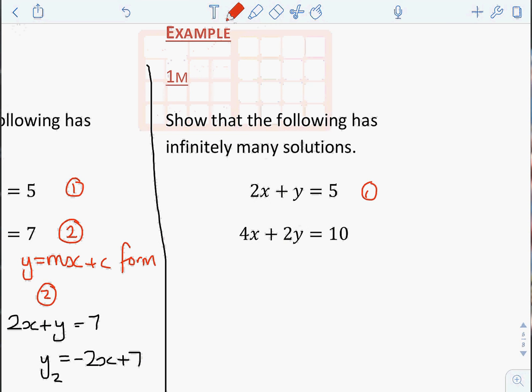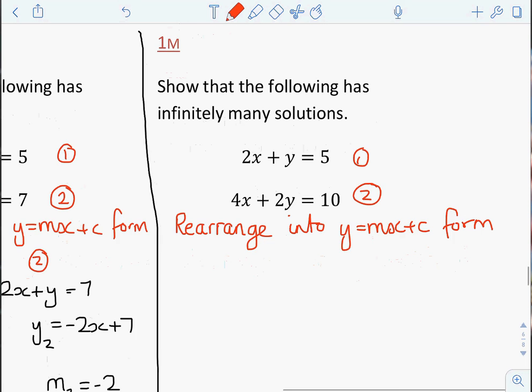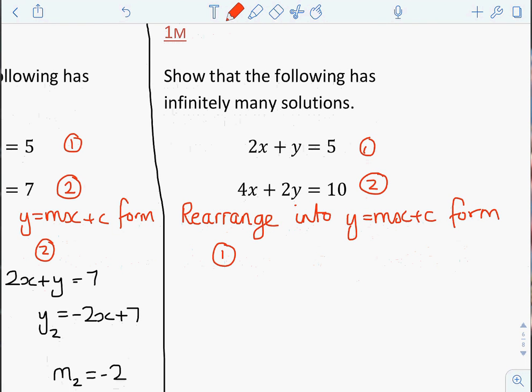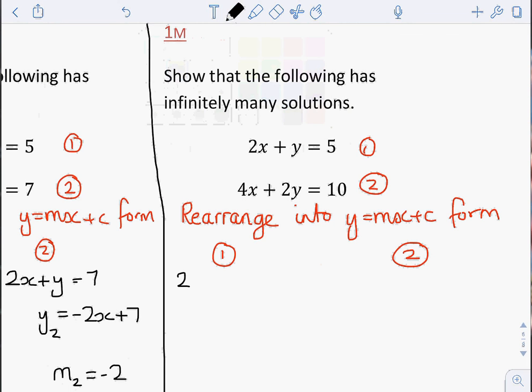First step, equation 1, equation 2. We are going to rearrange into y equals mx plus c form. For equation 1, we'll start with 2x plus y is equal to 5, minus the 2x from both sides, and y will equal minus 2x plus 5.